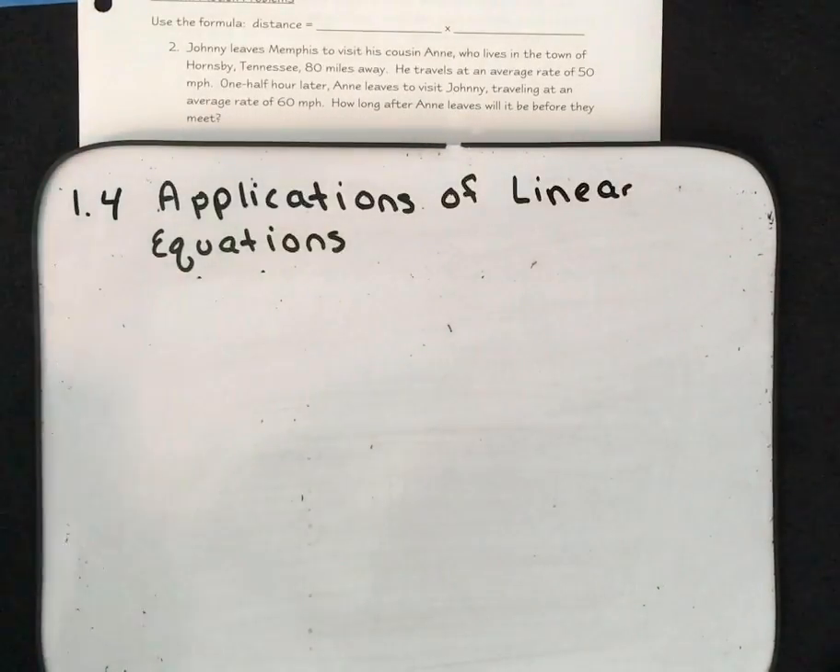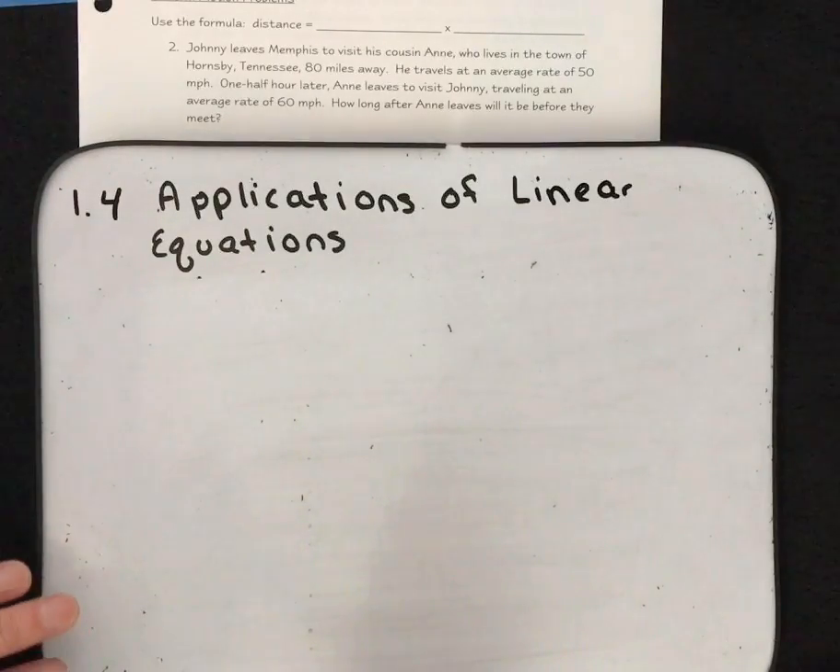Question 2. Johnny leaves Memphis to visit his cousin Ann, who lives in the town of Hornsby, Tennessee, 80 miles away. He travels at an average rate of 50 miles per hour. 1/2 hour later, Ann leaves to visit Johnny, traveling at an average rate of 60 miles per hour. How long after Ann leaves will it be before they meet?